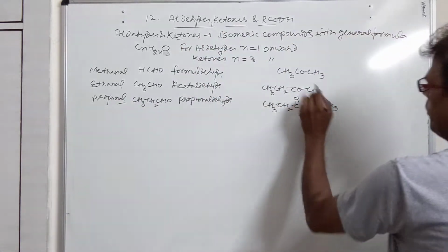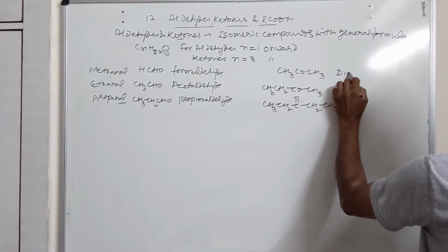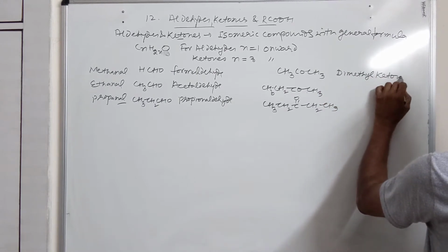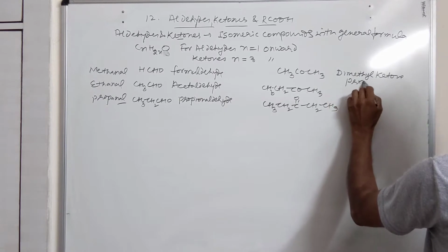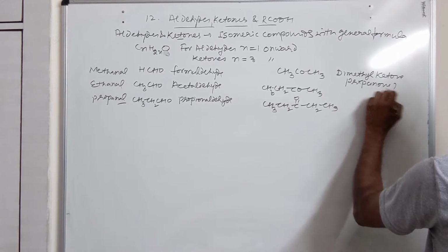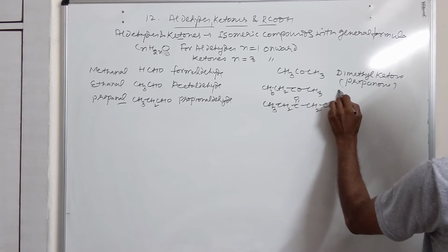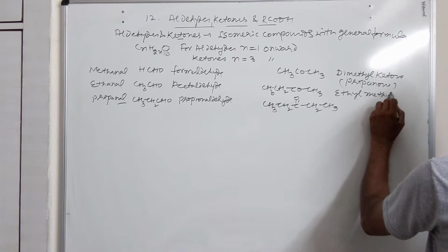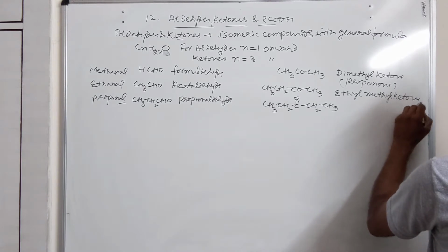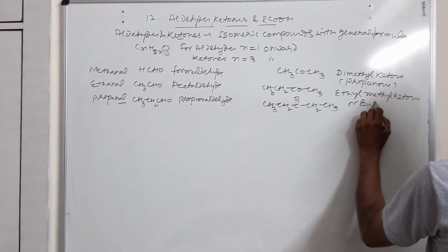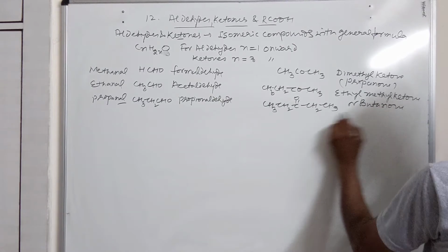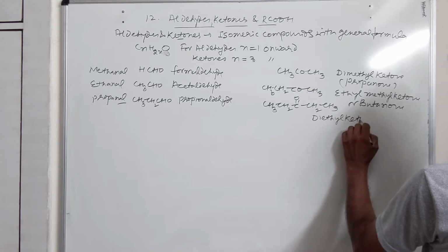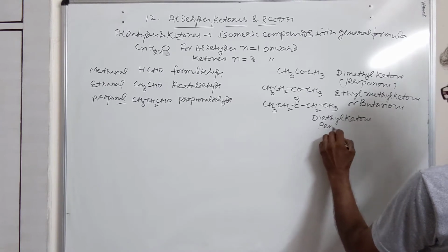Then we have, the common name of this is dimethyl ketone. The IUPAC name will be propanone, a 3-carbon compound with a ketonic group. This is ethyl methyl ketone, or butanone. Then we have diethyl ketone, or pentan-3-one.